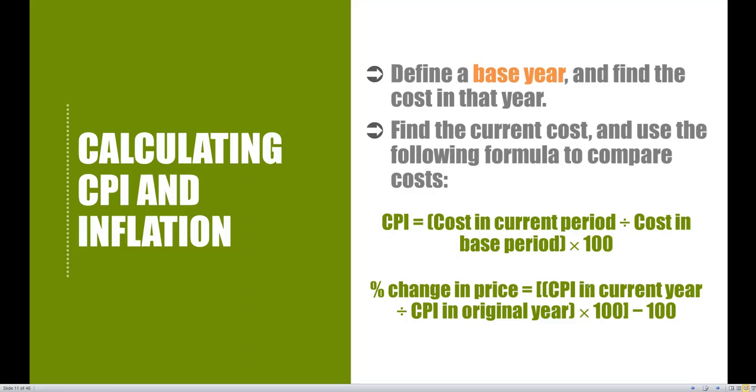So let's go ahead and use this first formula right here to calculate the CPI. The first formula right here: the CPI is equal to the cost in the current period divided by the cost in the base period, times 100. So we need the cost of the market basket of goods and services in our current time period and the cost of a market basket of goods and services in the base period.